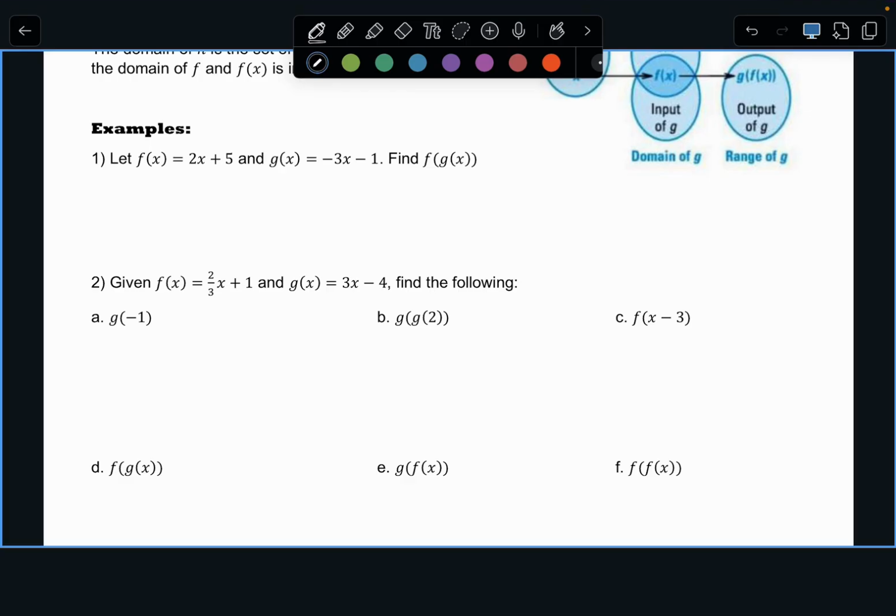But what you guys need to know how to do is stuff like this. You're given two functions, and you have to evaluate those functions at certain variables or at a certain value. So the first one, it says f of x is 2x plus 5, and g of x is negative 3x minus 1. And we need to find f of g of x.